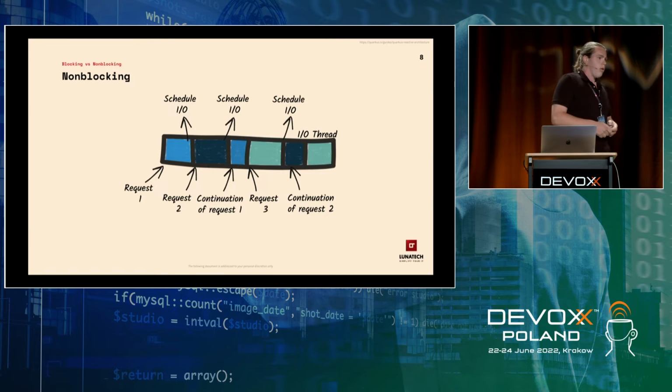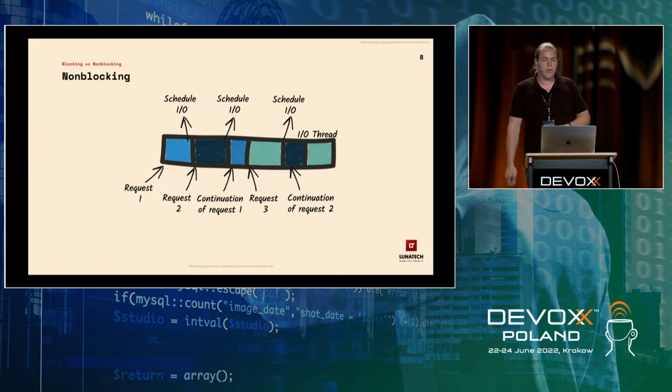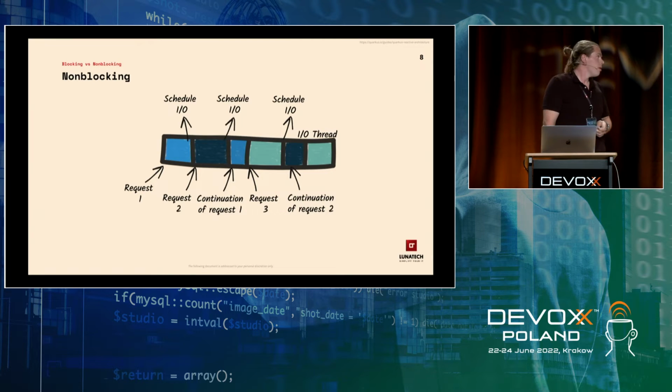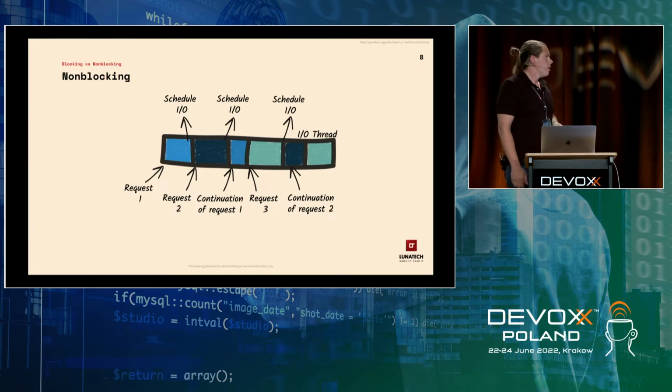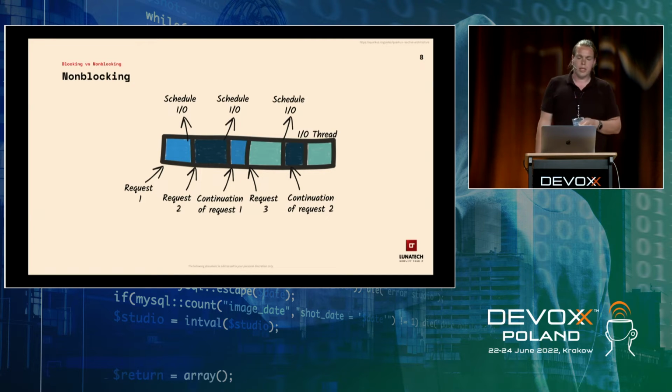In the non-blocking world, we just have a bunch of I/O threads. In this case, we only have 1. And on that thread, we can handle multiple requests at the same time. So a request comes in and needs to do some I/O. Well, we schedule that I/O. And when the database comes back, we get a continuation of request 1. And we continue and respond back to the client, to the user.